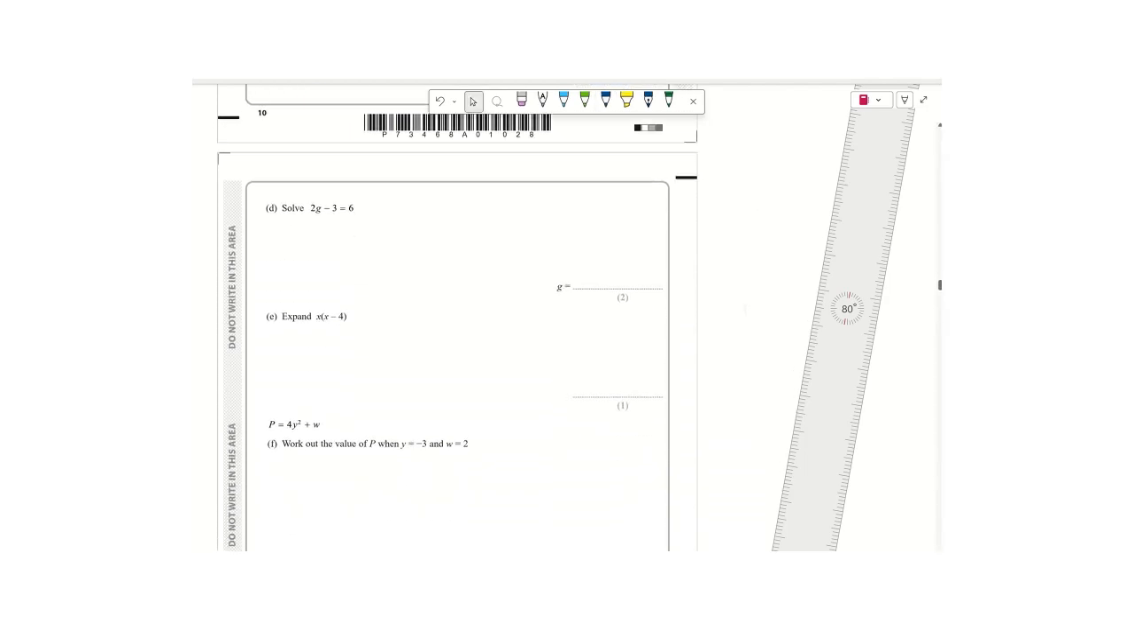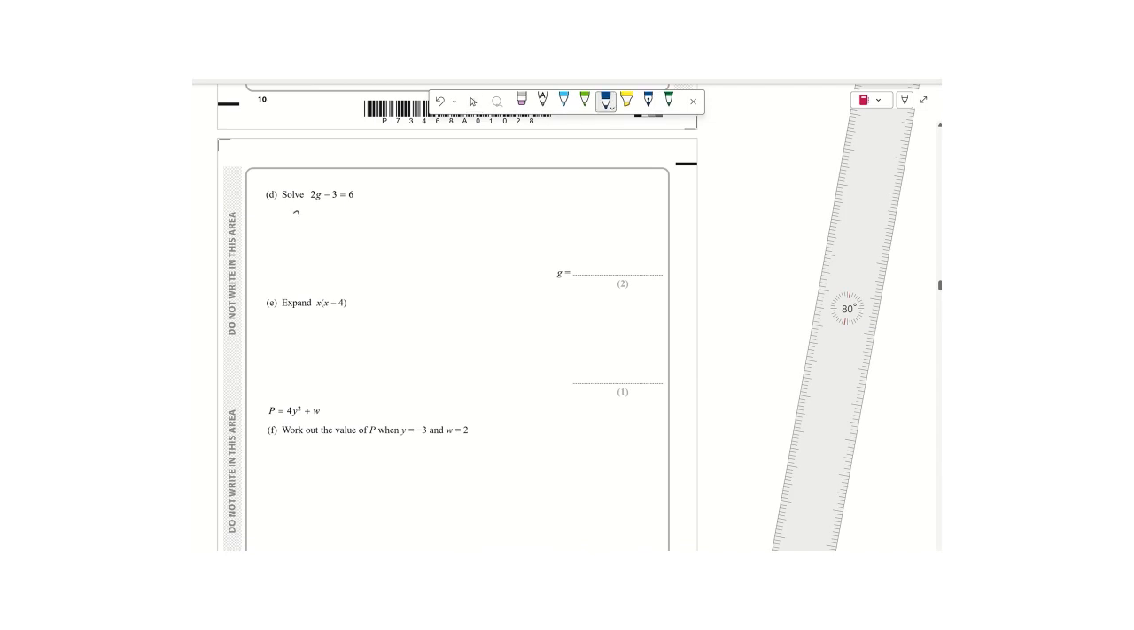Part D, solve this equation. So we know that we want the letter on its own, so I've got to get rid of the minus 3. To get rid of minus 3, I do the opposite, so I add 3. So 2g equals 9. And then if I know what 2g's are, to find 1g, I divide by 2. And so g equals 4.5.